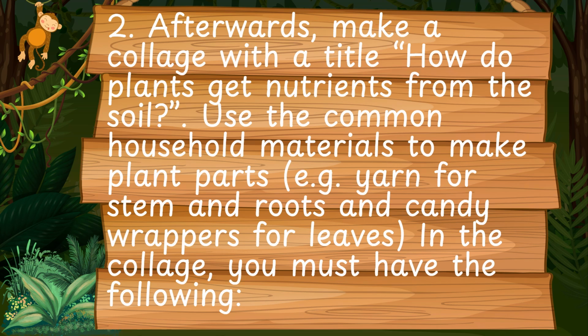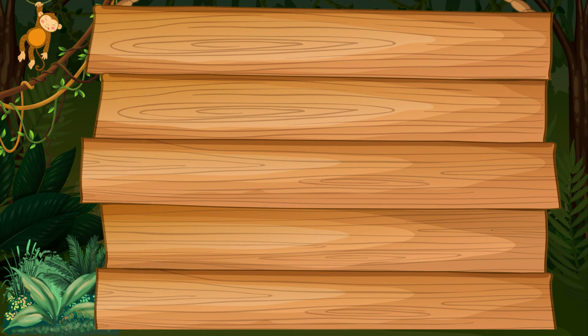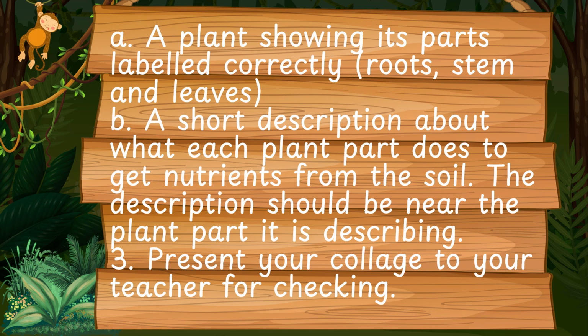Afterwards, make a collage with a title, How do plants get nutrients from the soil? Use common household materials to make the plant parts. Example, yarn for the stem and roots and candy wrapper for the leaves. In the collage, you must have the following. A. A plant showing its parts labeled correctly: root, stem, and leaves. B. A short description about what each plant part does to get nutrients from the soil. The description should be near the plant part it is describing. 3. Present your collage to your teacher for checking.